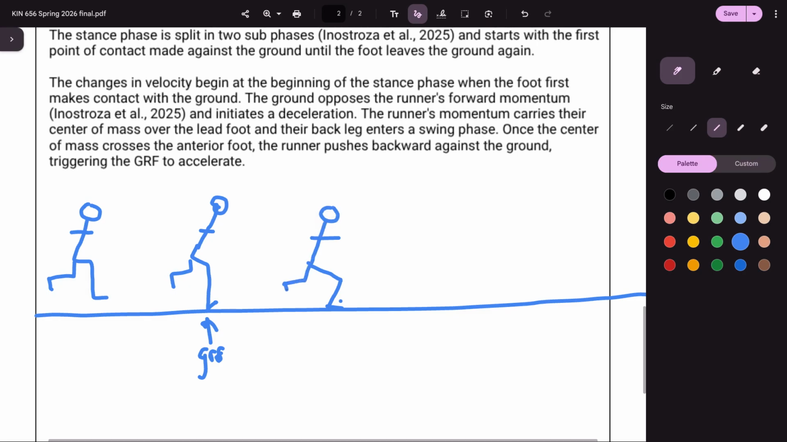It's going to bend, so basically think of it as a spring. It's going to start bending a bit, and it's getting ready for that swing phase of the leg. So this leg will swing over, and essentially this is where the center of mass is crossing over that anterior foot because the momentum is still going. And then you're going to hit the propulsion phase right here.